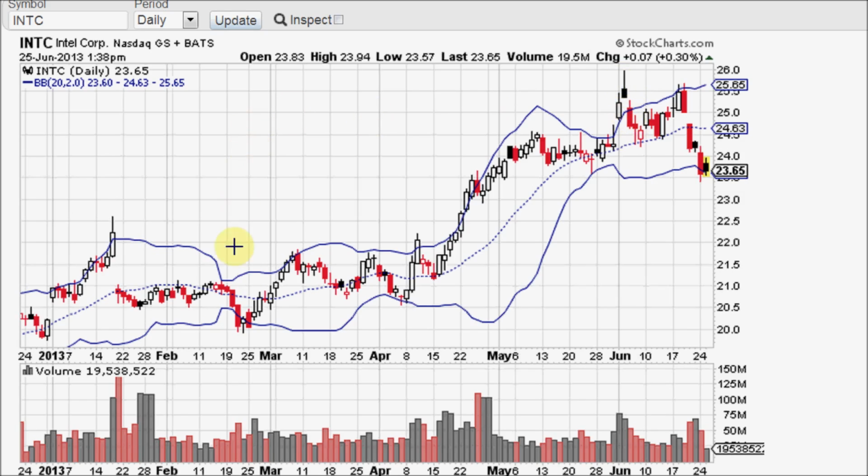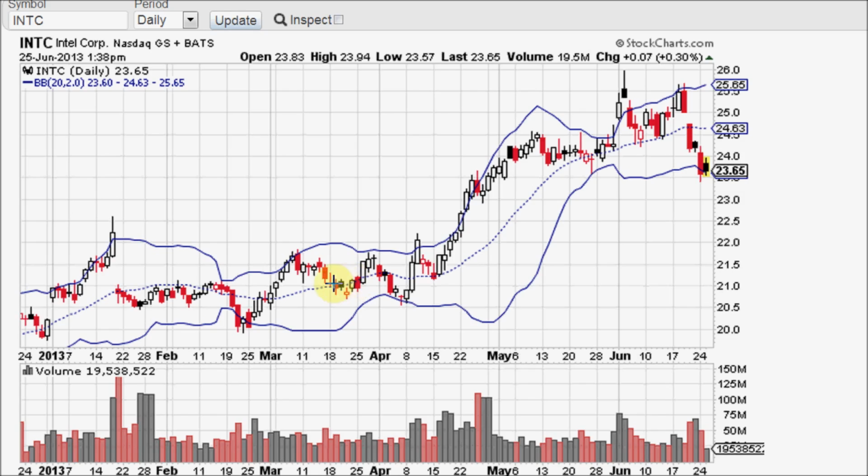You buy a stock when it's oversold at the lower Bollinger Band. If it makes it through the middle Bollinger Band, that's a bullish sign, and it will usually go up to the upper Bollinger Band where you will take profits. Then it will pull back and either find support at the middle Bollinger Band or break down through it like it did here.